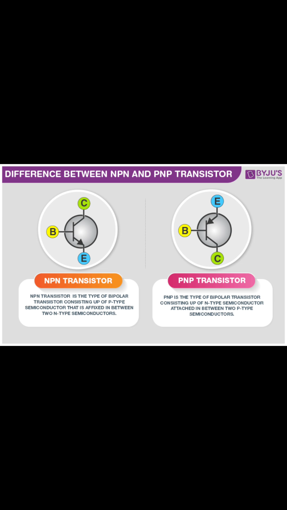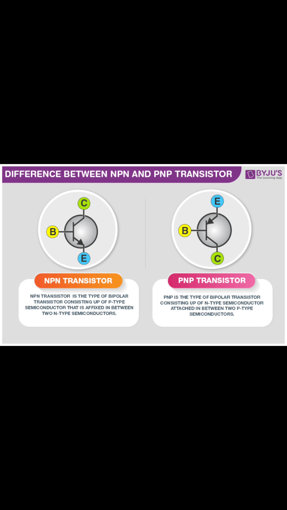In an NPN transistor, the majority charge carriers are electrons. When a small current flows into the base terminal, it allows a larger current to flow from the collector to the emitter. So the current flows from the collector to the emitter and the base must be positive compared to the emitter.